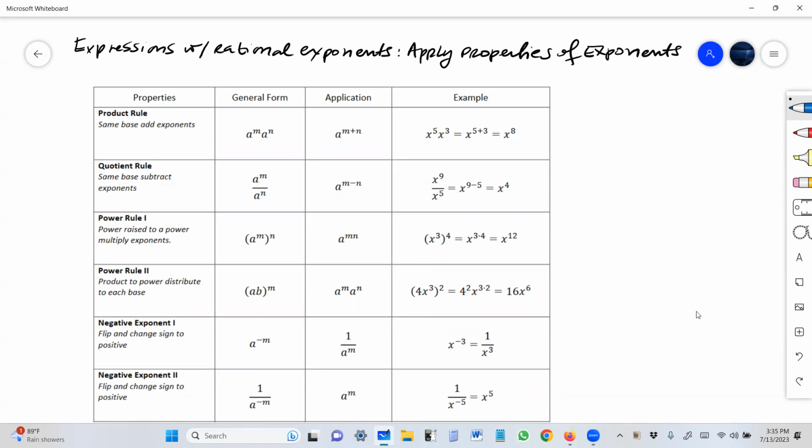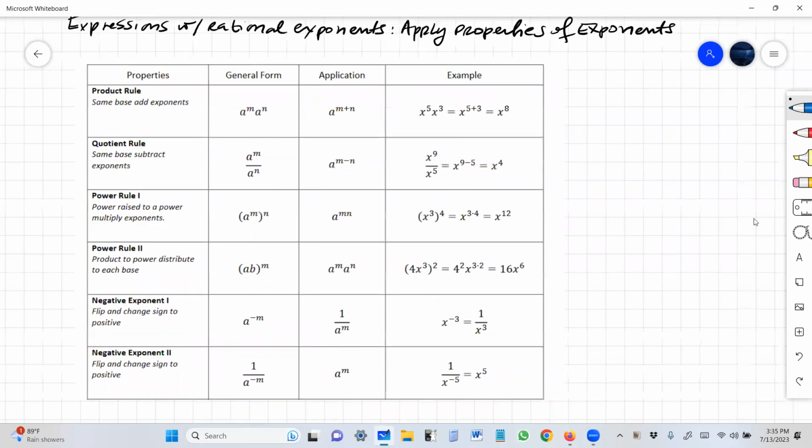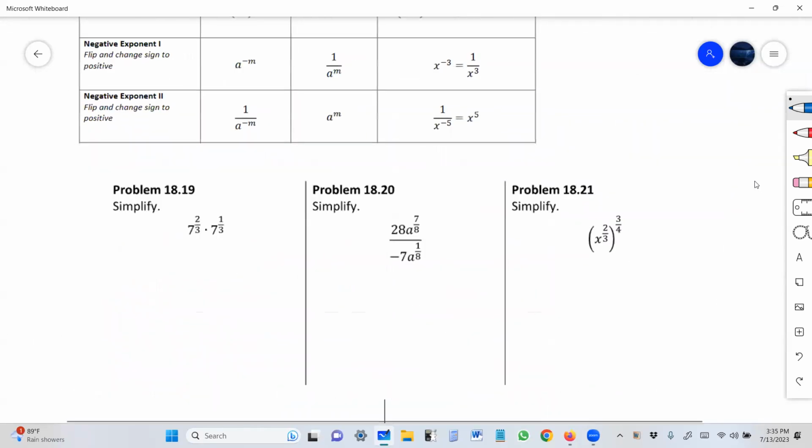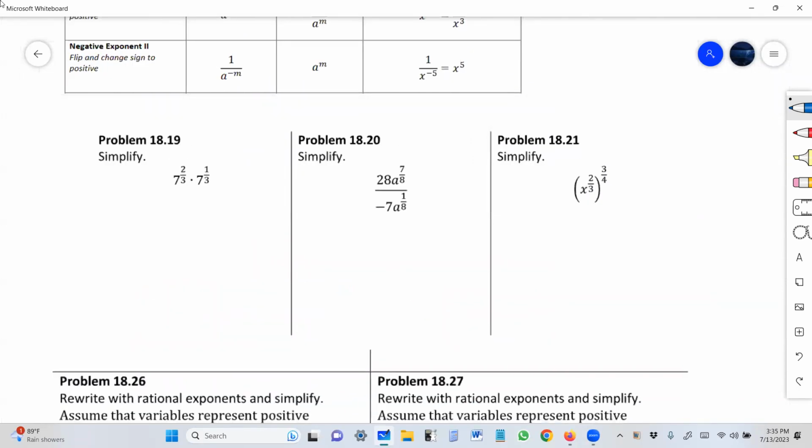Okay, so these are the properties that we kind of have to remember to simplify these rational exponent expressions. So let's take a look. I think I have about 5 problems or so that we can do now.